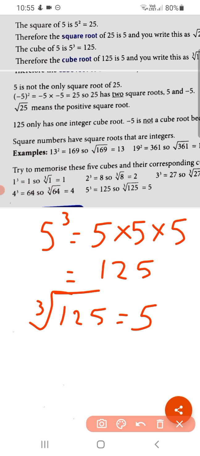Children, you should try to memorize the first 10 cubes. As you already learned about the cube roots and cubes, memorize the first 10 cubes.